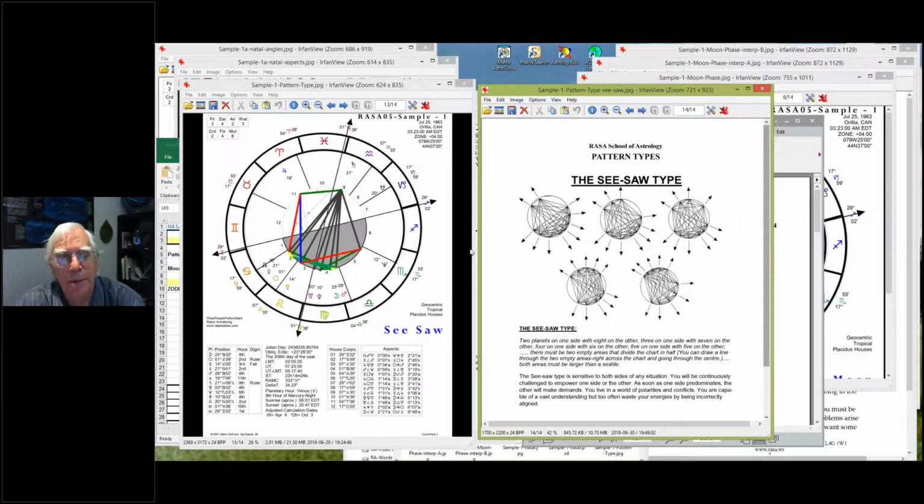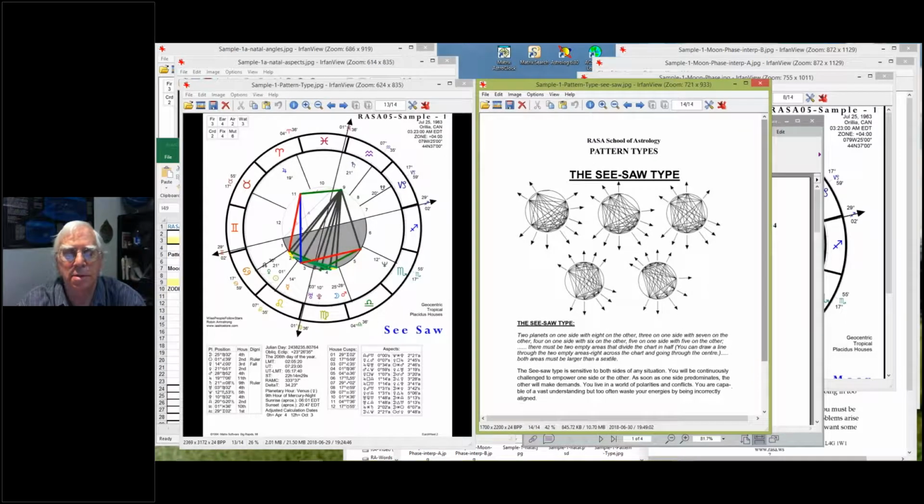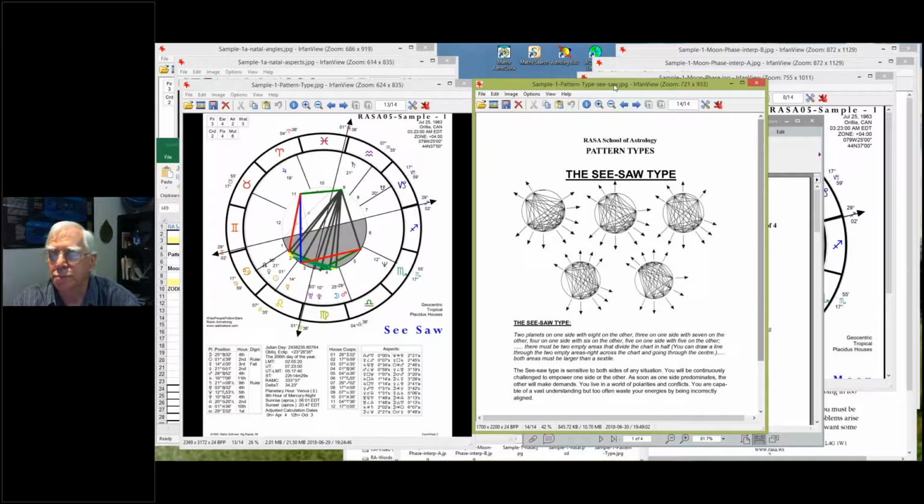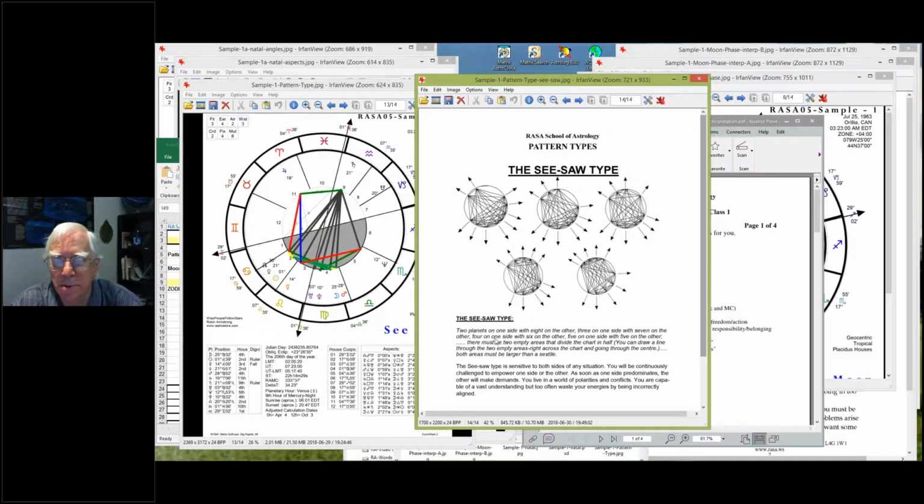You want it to be there because it's the great starting point. So with the seesaw chart, I'm just going to read it. 2 planets on the one side with 8 on the other, that's this case. 3 on one side, 7 on the other, 4 one side, 6 on the other, 5 and 5. There must be 2 empty areas that divide a chart in half. You draw a line through the 2 empty areas across the chart, going through the center. Both areas must be larger than the sextile.